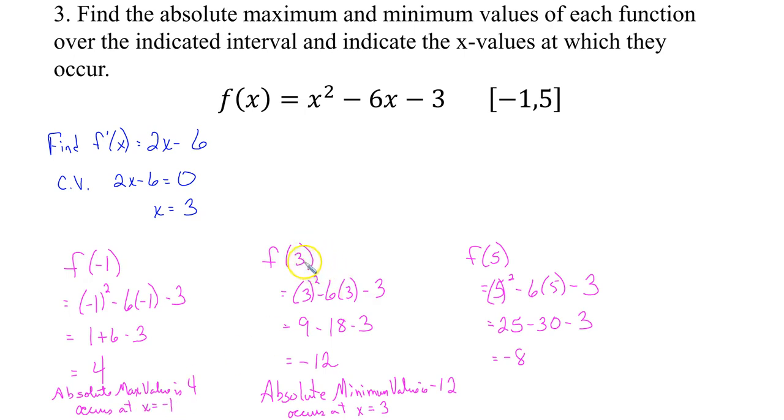As I said, 3 is the x value that was my critical value. I should expect it to give me a relative max or min. In this case, because my function opens up, it's going to give me that relative minimum. But right now I'm looking for my absolutes. So my absolute minimum value is -12, occurring at 3, and my absolute maximum value is 4, and it's occurring at -1. This is just a nice ordered pair, but it's neither a max nor a min.